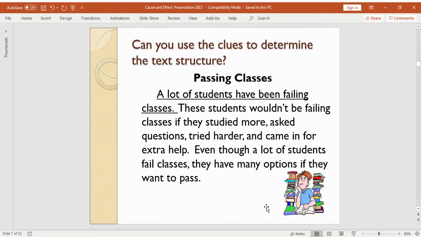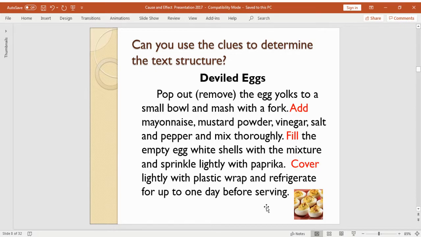Now, why don't you think, as our boy is in the picture? Is this short passage describing, problem solution, comparing contrast, or cause and effect? If you chose cause and effect, great job! That is correct. Now let's look at one more passage, and it is called Deviled Eggs.